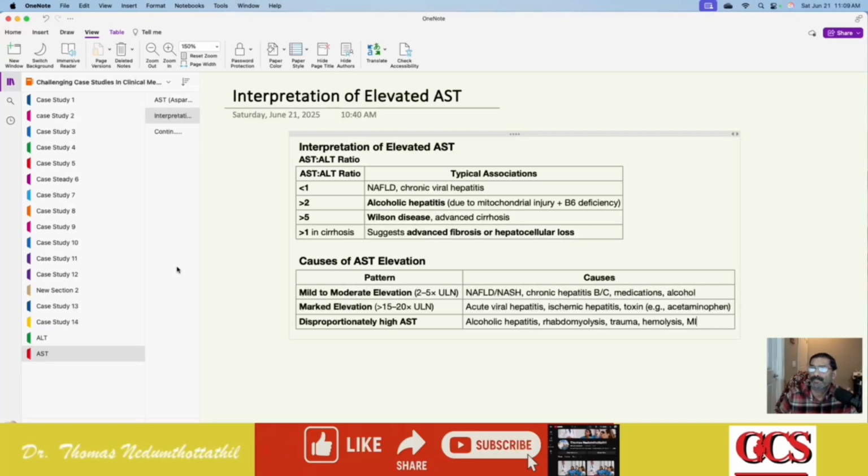Causes of AST elevation. Mild to moderate elevations, 2 to 5 times the upper limit of normal, are typically seen in NAFLD, chronic hepatitis B and C, medications, and alcohol use. Marked elevations of more than 15 to 20 times the upper limit of normal are seen in acute viral hepatitis, ischemic hepatitis, and toxin-mediated injury. Disproportionately high AST is seen in alcoholic hepatitis, rhabdomyolysis, trauma, hemolysis, and myocardial infarction.